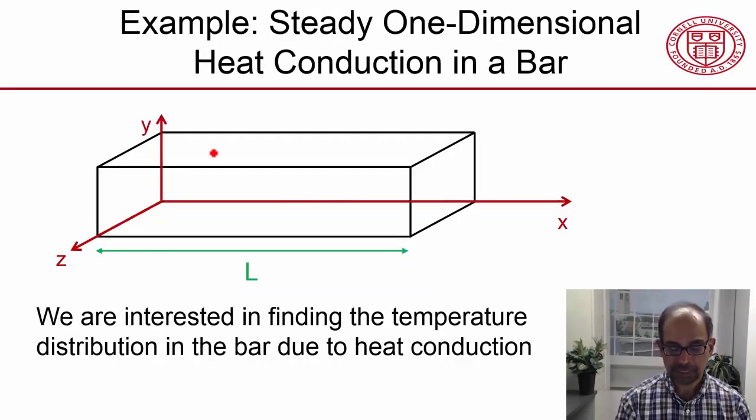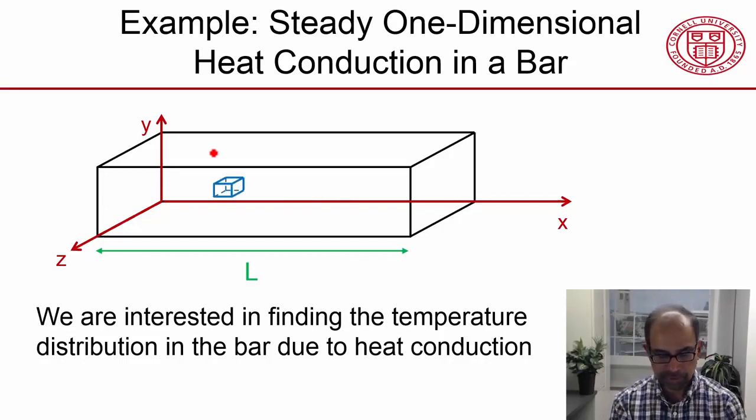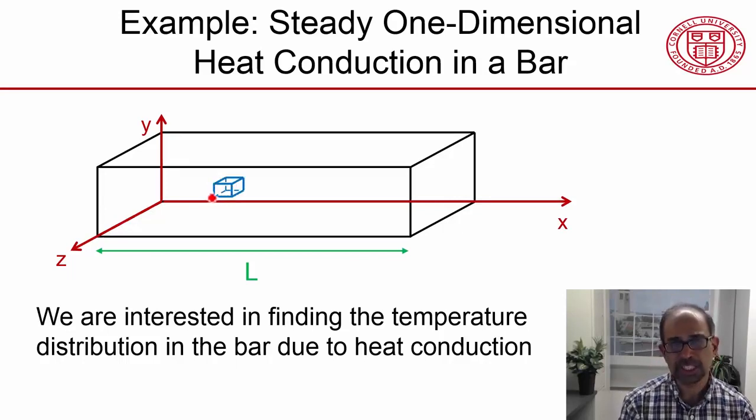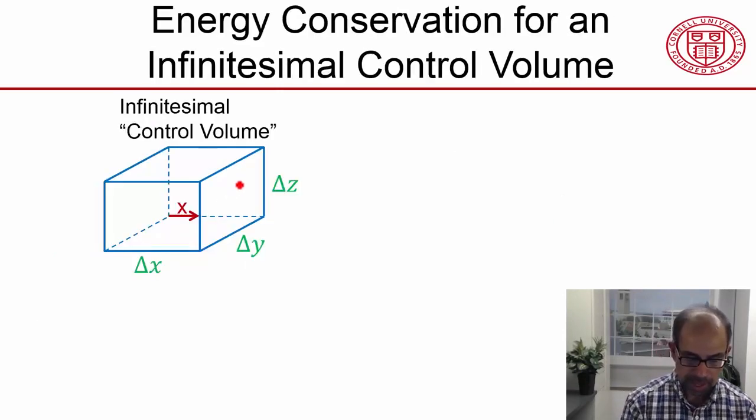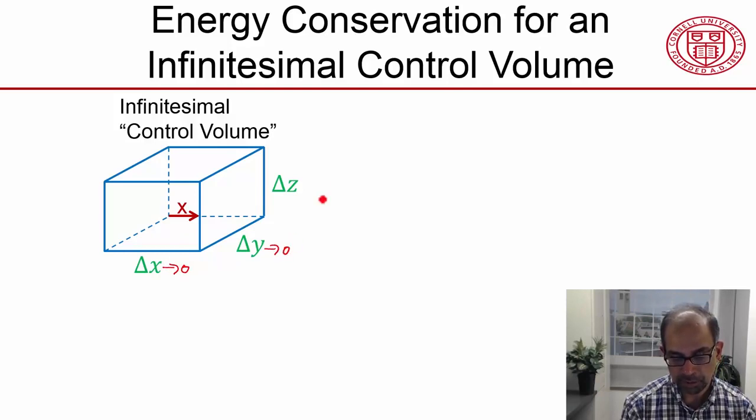Going back to my graphic of the example problem, this indicates a tiny volume within the element, a vanishingly small volume within the element. It's called a control volume, and in my next slide, I consider this volume. Let's say the dimensions are delta x, delta y, delta z, this being the x direction, this would be y and this would be z. And I'll look in the limit as these tend to zero. That's why you say it's an infinitesimal control volume.